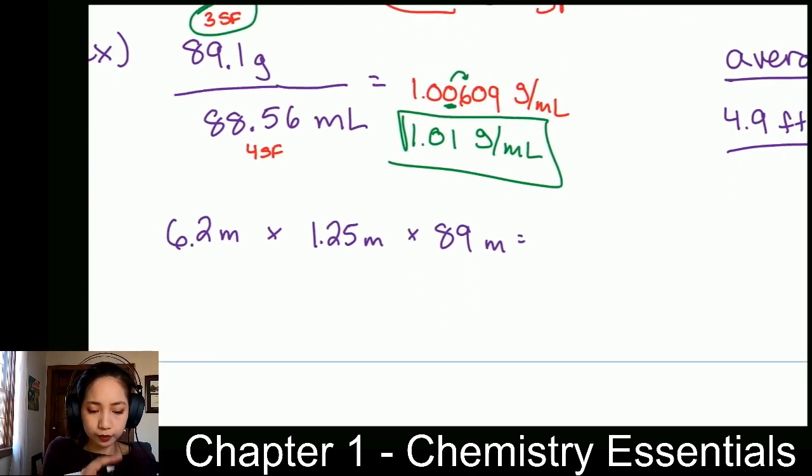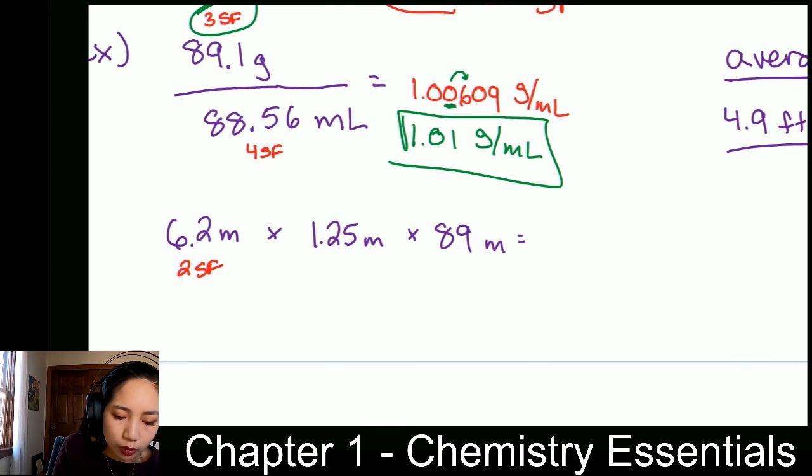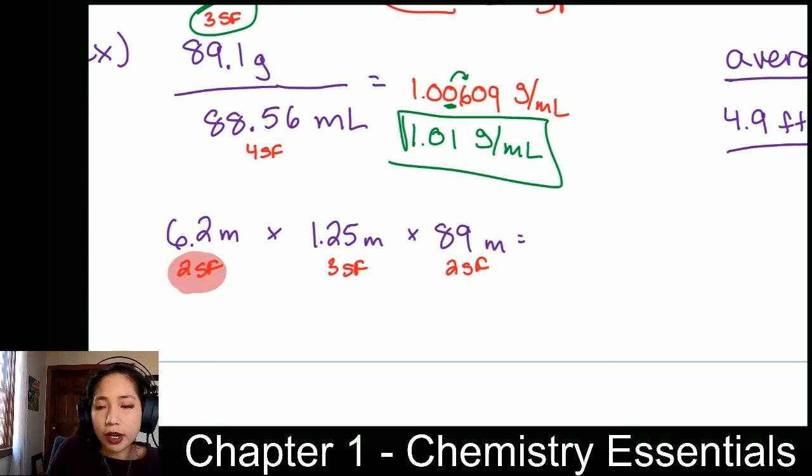Same thing with multiplication. So here we're multiplying 3 different lengths together to get an area, all in the unit of meters. So again, I just count number of sig figs. So 6.2 has 2 sig figs. 1.25 has 3 sig figs. 89 has 2 sig figs. So in this case, we're going to round our answer to 2 sig figs because 2 is less than 3.